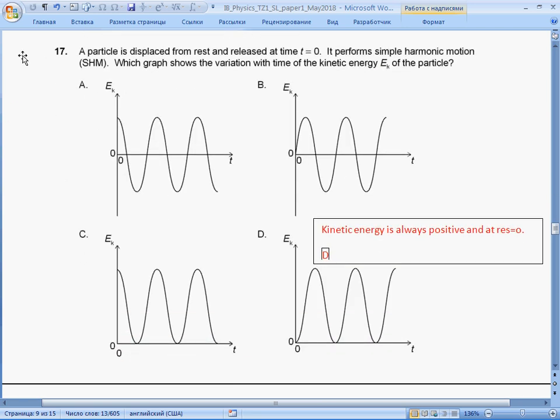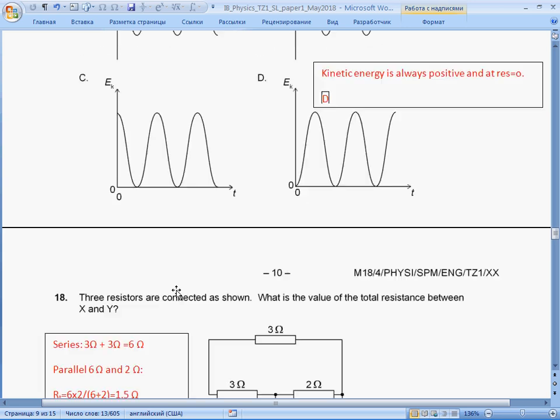A particle is displaced from rest and released at time t equals 0. It performs simple harmonic motion. Which graph shows the variation with time of the kinetic energy of the particle? First of all, kinetic energy is always positive. The formula for kinetic energy involves mv squared, and if it starts from rest, then at the beginning the kinetic energy should be 0. So only C and D are positive, from rest is D, so we choose D.